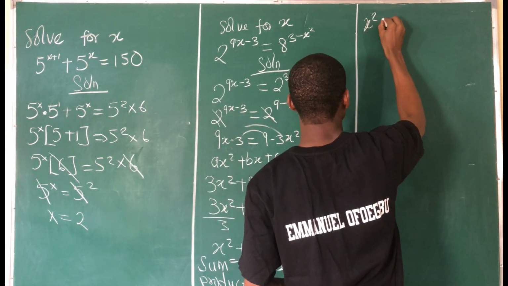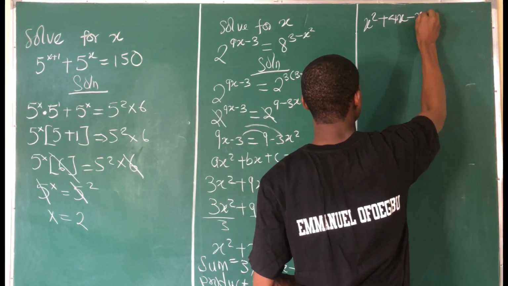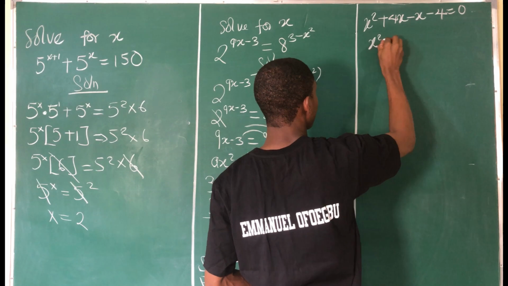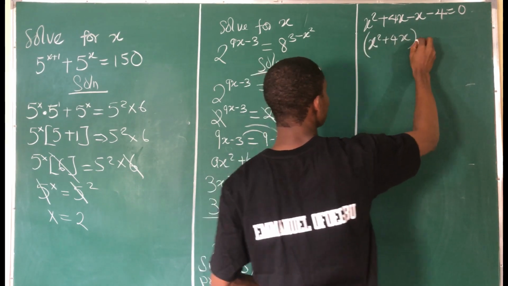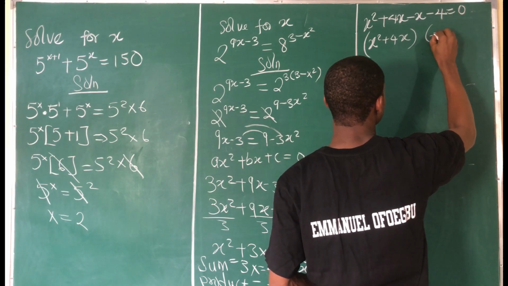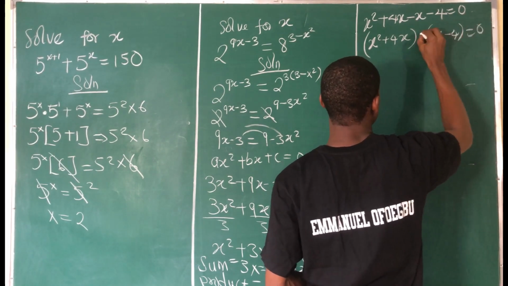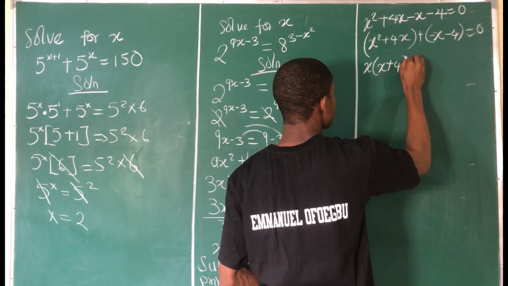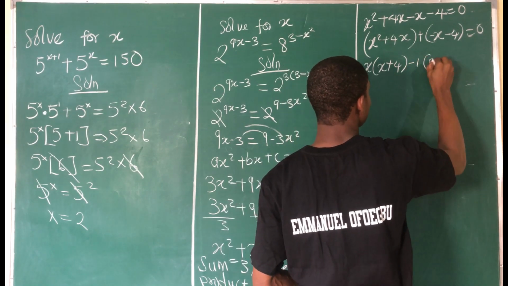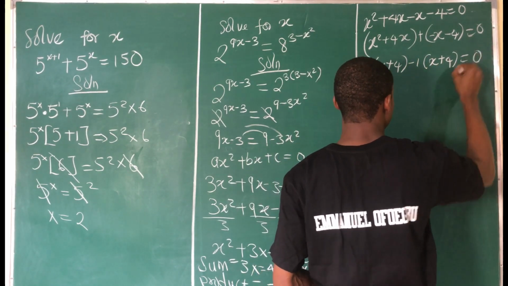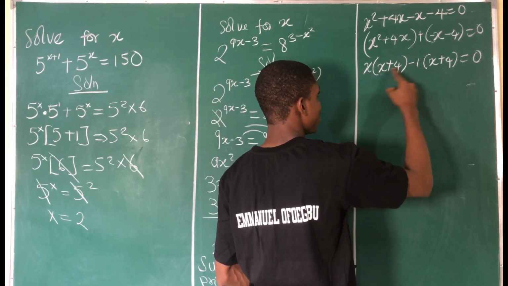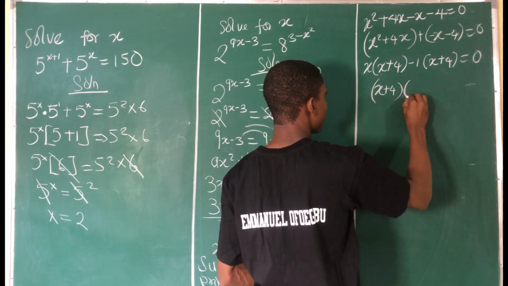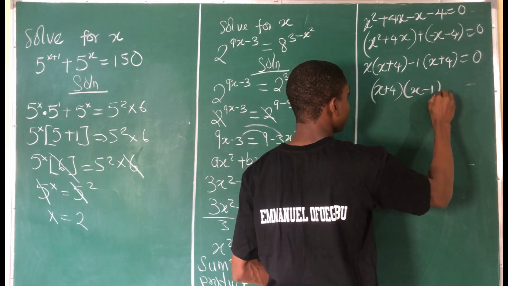Putting it inside, we have x squared plus 4x minus x minus 4 is equal to 0. By grouping, we have x squared plus 4x, and we group the other two, negative x minus 4, equal to 0. Then we factorize x out, and we're left with x plus 4. Then we factorize negative 1 out, so we're left with x plus 4. Of course, the rule is these two must have the same bracket. Since they have the same numbers inside the bracket, we take one, which is x plus 4, and the rest is x minus 1. This is equal to 0.